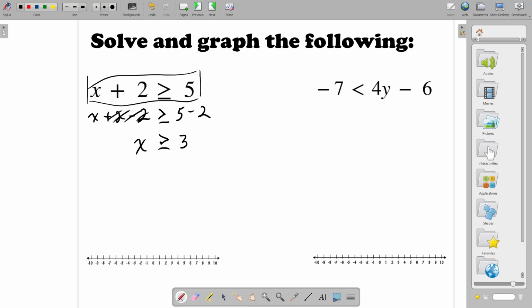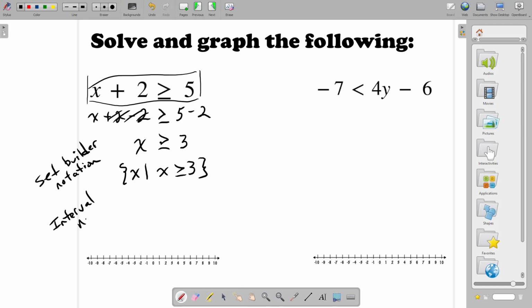All right, that's the solution. If we want to write the solution set, there are a couple of ways that we can do that. First is to use what is called set builder notation. And it looks like this. We write the set of all x such that x is greater than 3. So that's writing the solution set in what is called set builder notation. Then we're going to write also in what is called interval notation.